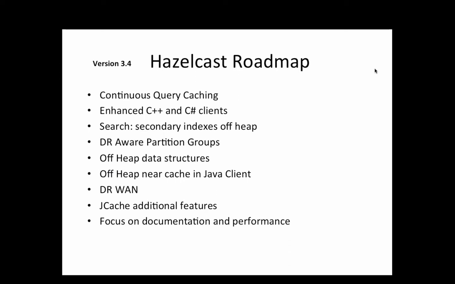When you run JVMs that are above a certain size, 7, 8, 9, 10 gigabytes, depending on your use case, then you may become subject to garbage collection pauses, and this is something that we're trying to resolve with our off-heap implementation. So more data structures for off-heap. So by that we mean things like queues, sets, lists. Okay. And again, on the off-heap theme, there's going to be near caches in the Java client that are going to be actually off-heap.